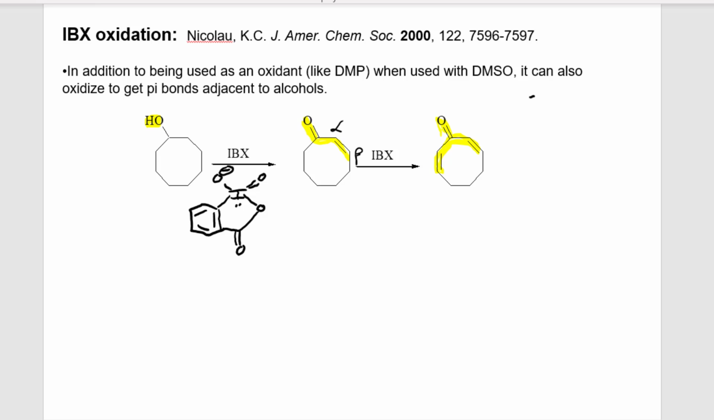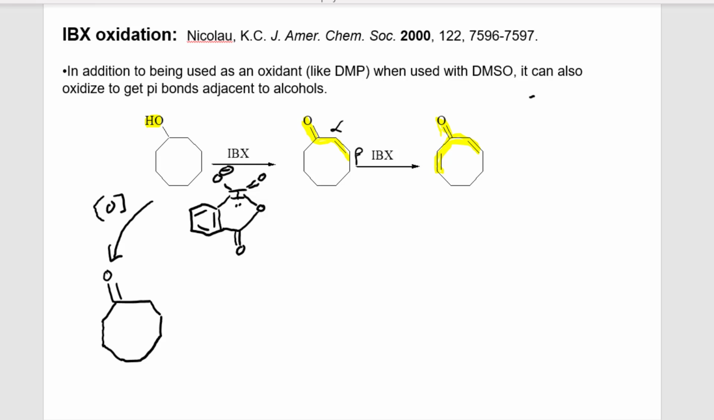Now, how does this happen? Well, I won't belabor the point and go through it again, but the IBX works like Dess-Martin, DMP, and can oxidize the alcohol to the ketone. Similar process. What's interesting is how IBX can then react to give us the alpha beta unsaturated oxidized system. So how does that happen?